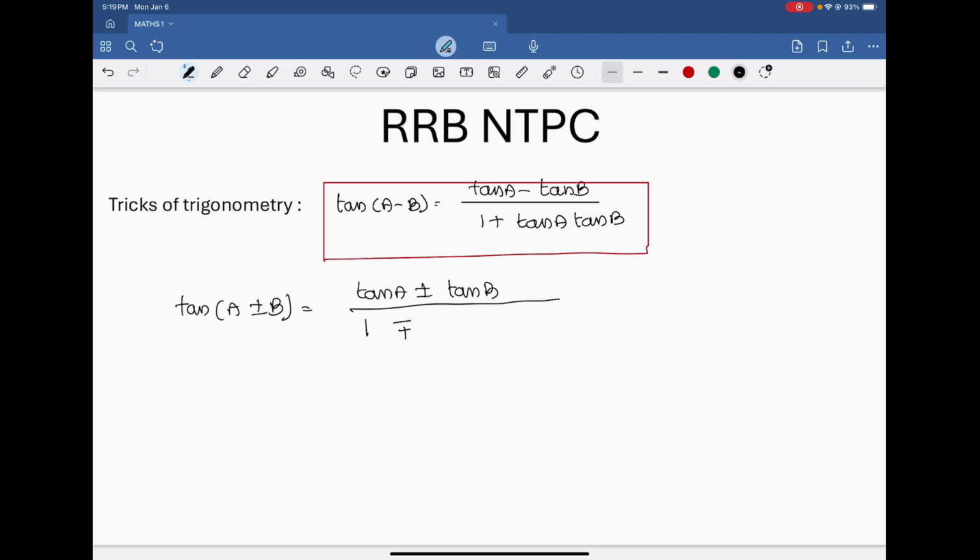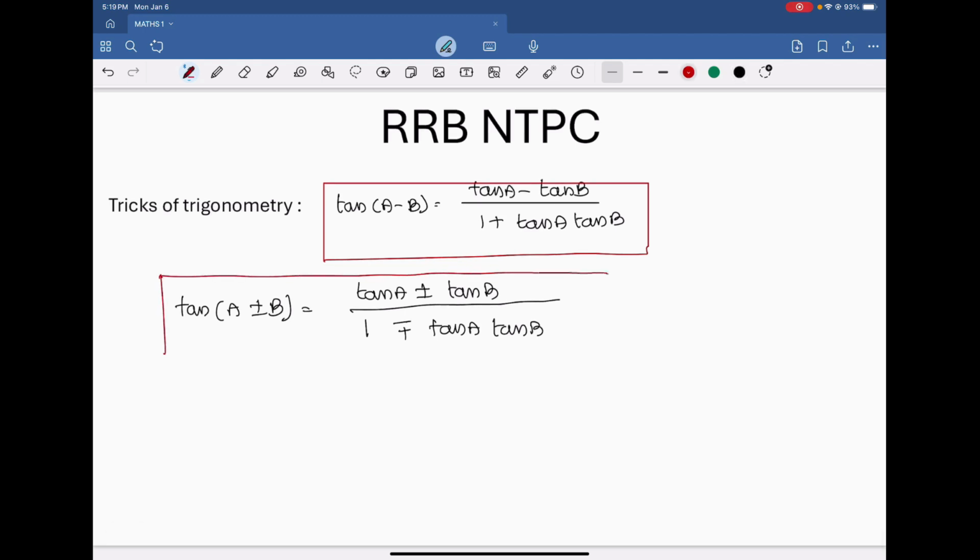This is a very, very, very important formula which you are required to remember. Now I have given three formulas.